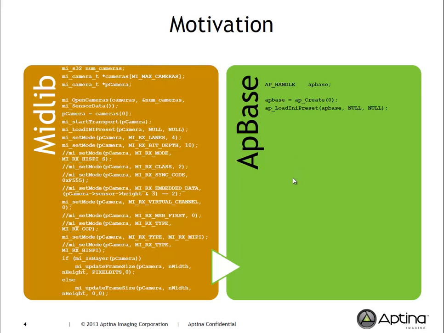Here's another motivational aspect of it. This is what midlib required, all the API calls that had to be run in order to do what is much easier to do in ApBase, which is AP create and load ini file preset. So this is all the calls you had to do, and what this basically does in essence is run an ini preset in 2 lines of code. So as you can see, this is a much simpler interface. Not only did we add more functionality, but we also hopefully made it a lot simpler from a customer's perspective in doing the normal day-to-day things that they'd like to do in an application.